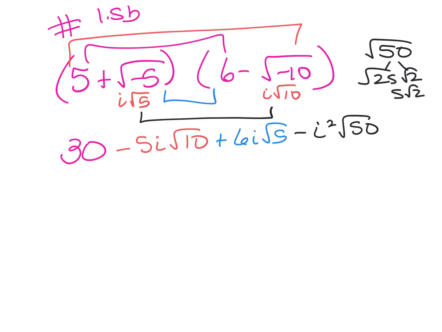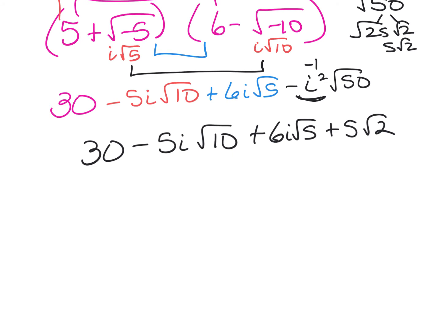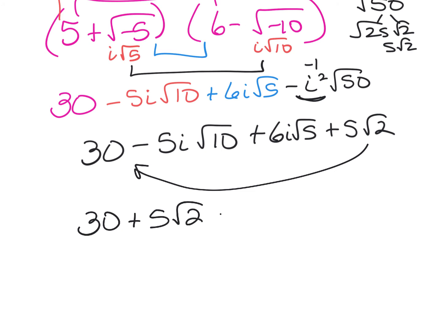So then, let's see what we got here. So 30 minus 5I radical 10 plus 6I radical 5. I'm going to also change this to a negative 1. So this negative negative will become plus 5 radical 2. So then now what we can do is, you need to move this up here by the 30. And then we've got these guys still. So all I did was move this to the front.